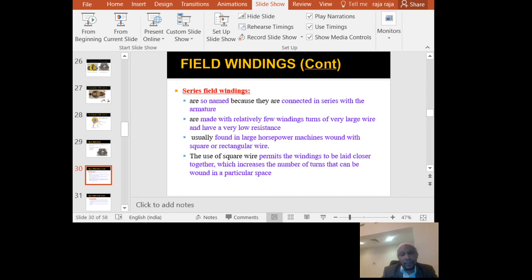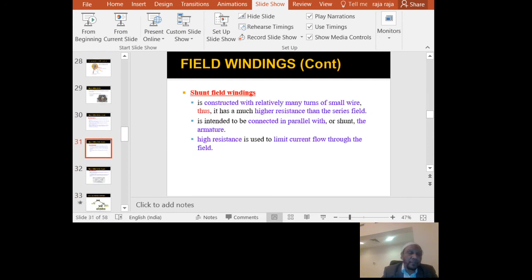And the next one, shunt field winding, is the opposite. It has small wire, more turns, and higher resistance compared to the series field winding, and it limits the current. If there is high resistance, what does it mean? It limits the current through the field. So it is always connected in parallel, which is why we call it the shunt field winding. Series field winding and shunt field winding.